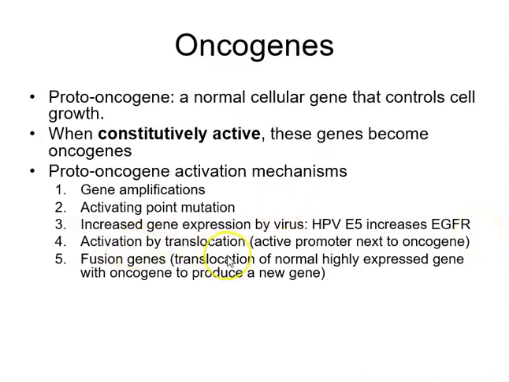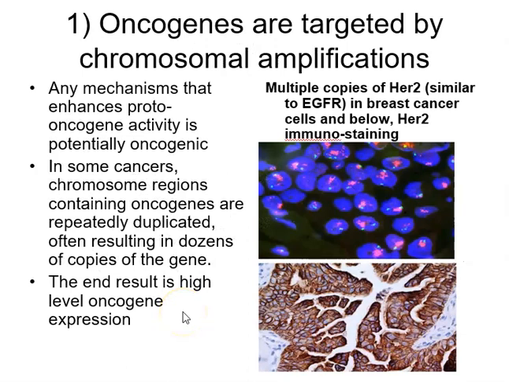We can get activation of these genes by translocation, so this is where chromosomes break, recombine, and you end up with a highly active promoter next to an oncogene. And then we can have fusion genes, which I'll explain at the end. So firstly we'll look at oncogenes as targets for chromosomal amplifications.